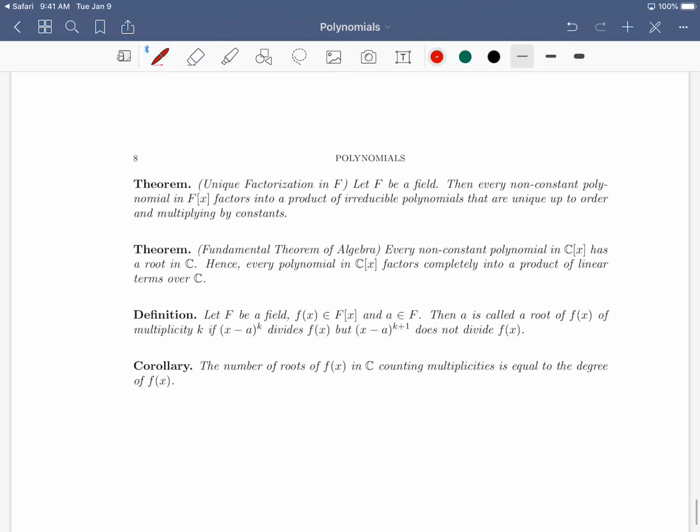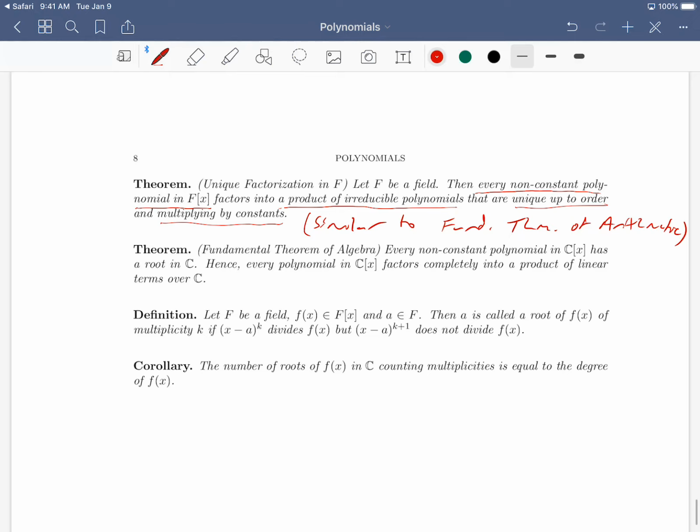So unique factorization in F says every non-constant polynomial in F factors into a product of irreducible polynomials, and they're unique up to order and multiplying by constants, those trivial factorizations we considered. This theorem is really similar to the fundamental theorem of arithmetic, which said the same thing about integers. It said every integer can be factored into a product of primes that are unique up to order.